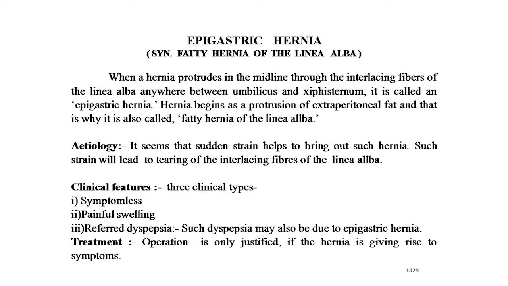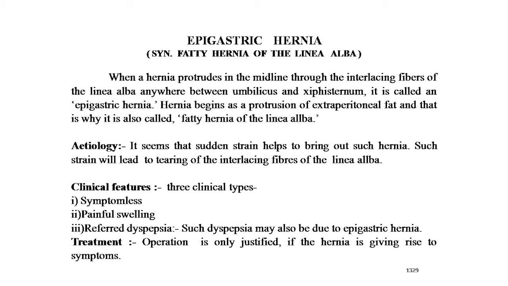Now the next point of this lecture is the epigastric hernia, that is the fatty hernia of the linea alba. When a hernia protrudes in the midline through the interlacing fibers of the linea alba anywhere between the umbilicus and the xiphisternum, it is called an epigastric hernia. The hernia begins as a protrusion of extraperitoneal fat, and that is why it is called the fatty hernia of the linea alba. Now the etiology: it seems that sudden strain helps to bring out such a hernia. Such strain will lead to tearing of the interlacing fibers of the linea alba.